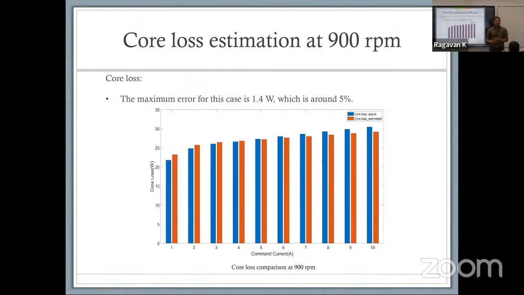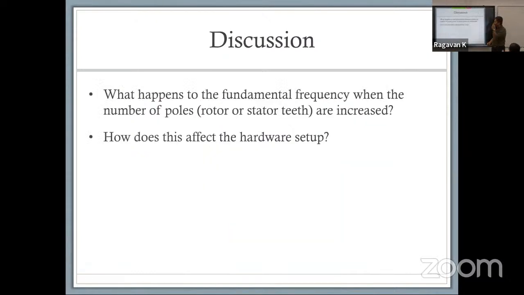We were trying to change the geometry of the model repeatedly. So we would parameterize the model on ANSYS, and we would start getting samples of flux distribution. And then we could start to train our system to identify what controller gives me what efficiency for what operating point. So very quickly, the discussion point would be, if you're changing the fundamental frequency, what happens when the number of poles are increased?